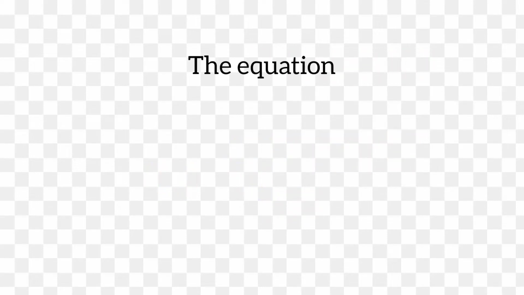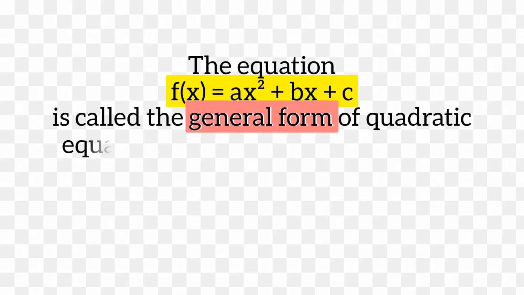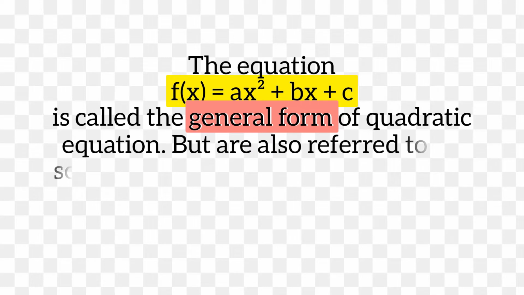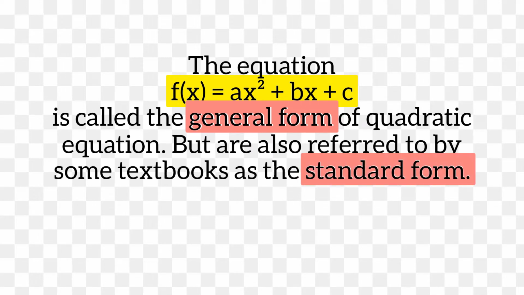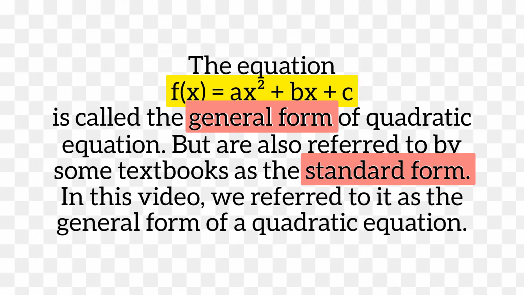The equation f(x) = ax² + bx + c is called the general form of the quadratic equation, but is also referred to by some textbooks as the standard form. In this video, we refer to it as the general form of a quadratic equation.